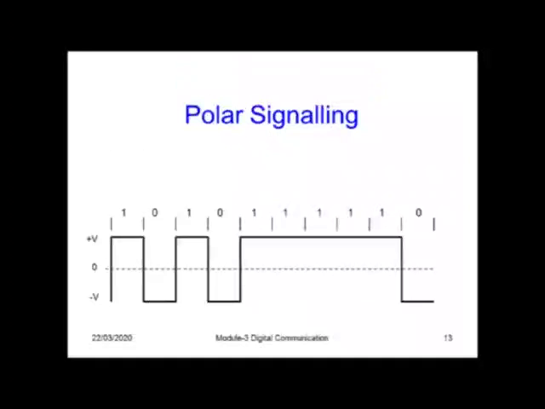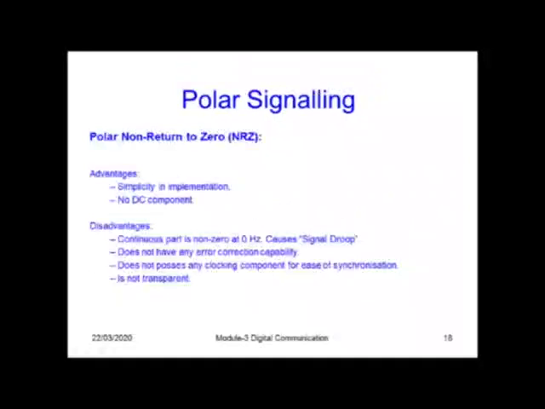Polar non-return to zero: the advantages are simplicity in implementation and no DC component involved. The disadvantages with polar non-return to zero are that the continuous part is non-zero at 0, which causes the signal droop. It does not have any error correction capability. It does not possess any clocking component for the ease of synchronization, and it is also not transparent.